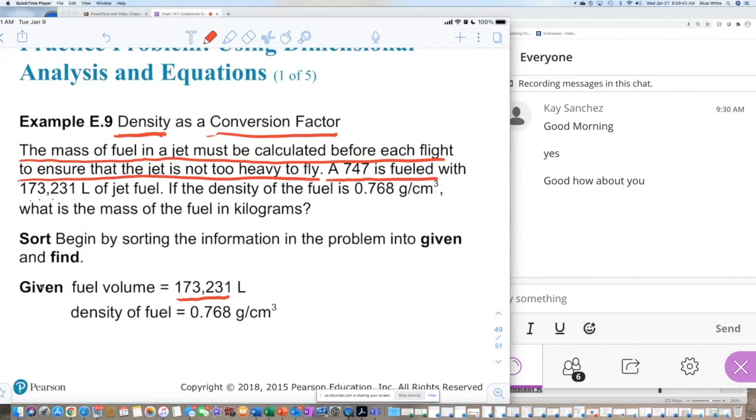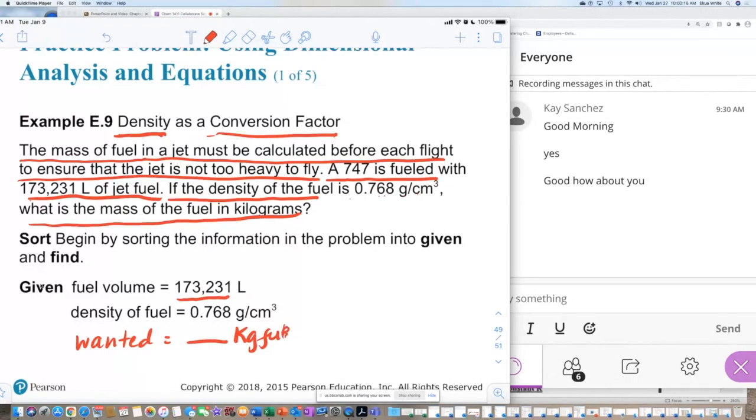By the way, when you're listening to me, go ahead and write down stuff because I write certain things that are not necessarily part of the original PowerPoint. That way you have access to it, and then you're being actively engaged, right? So we got 173,231 liters. If the density of the fuel is 0.768 grams per centimeter cubed, what is the mass of fuel in kilograms? So what is wanted is kilograms of fuel.